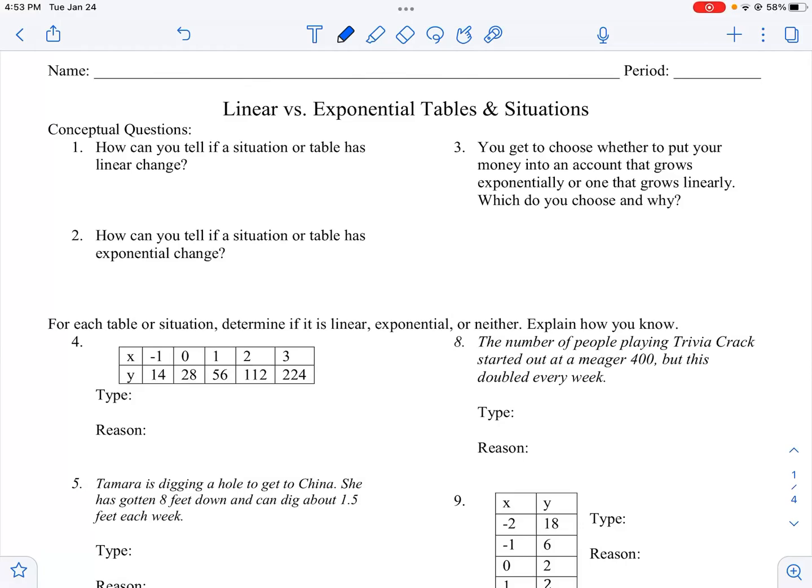Hello, ladies and gentlemen. Time for a little lesson on how to do this assignment, the linear versus exponentials tables and situations. So this is what the assignment looks like. But before we dive into it, let's go back to those notes.